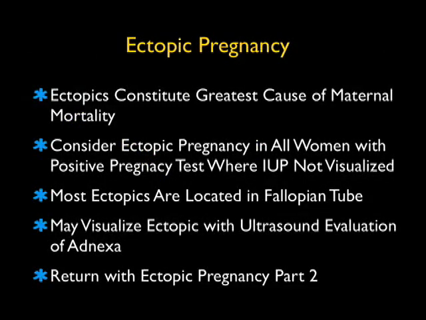So, in conclusion, ectopic pregnancies constitute the greatest cause overall of maternal mortality, and we must consider an ectopic pregnancy in all women with a positive pregnancy test where an intrauterine pregnancy is not visualized within the fundal part of the uterus. Most ectopic pregnancies are going to be located in the fallopian tube, and we may actually visualize the ectopic with ultrasound evaluation of the adnexa as shown in this module. So we'll return with ectopic pregnancy part 2, which goes over the varied manifestations of ectopics.